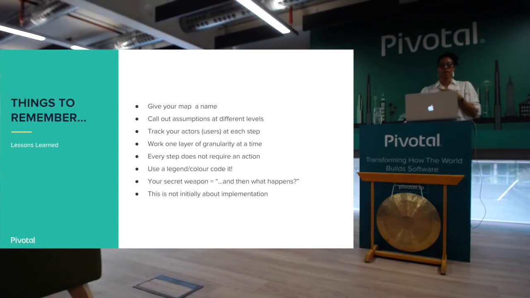And then lastly, just some lessons that I've learned over time that I found really important, so things to remember. Give it a name. Giving something a name helps to ground it and helps to frame for everyone, this is what we're building and this is what we are not building. Call out assumptions at different levels. So don't just think that if you call out assumptions at the scenario level that you're good and there aren't going to be assumptions at lower levels, and vice versa. Track your actors or your users at each step and work one layer of granularity at a time. So don't try to do everything for one step. Create that baseline. Sketch out just where you're putting things, and then go in and add detail.